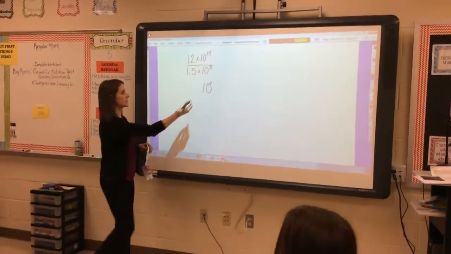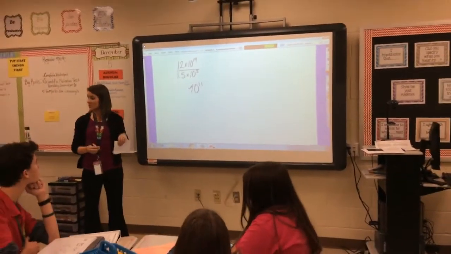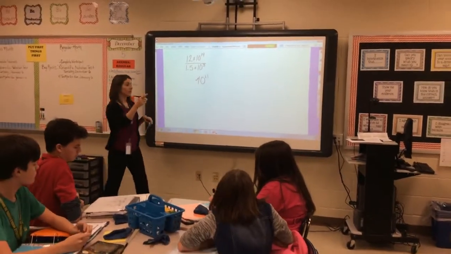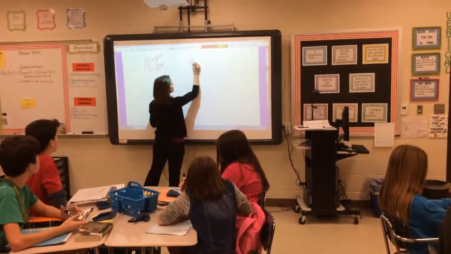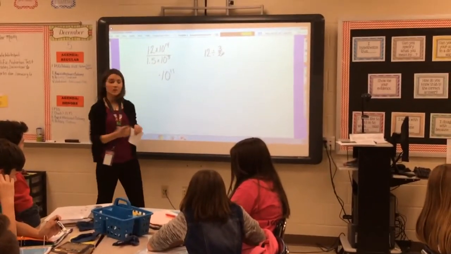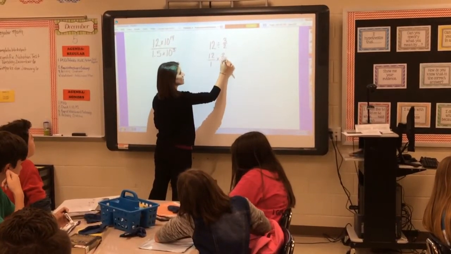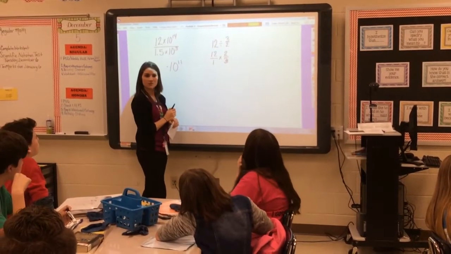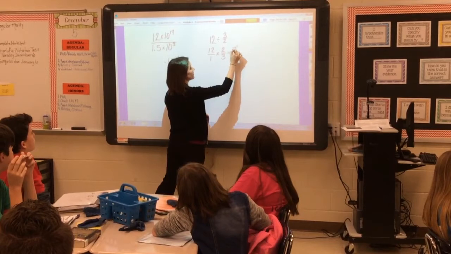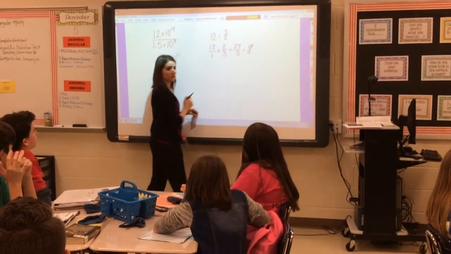Okay, what should your exponent be? 11. Okay, 10 to the 11th power. Okay, now I'm seeing multiple things for the 12 and the 1.5. Emily actually did this. And based on what you had learned last year, she did this. And then you end up with 24 over 3, which is 8.